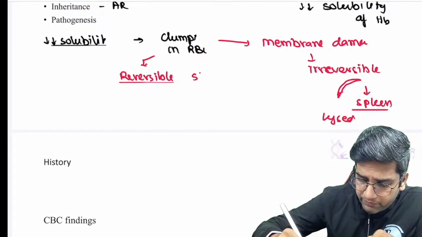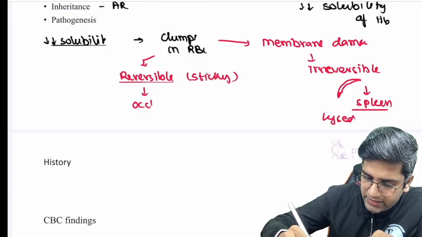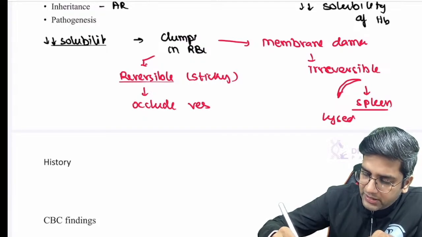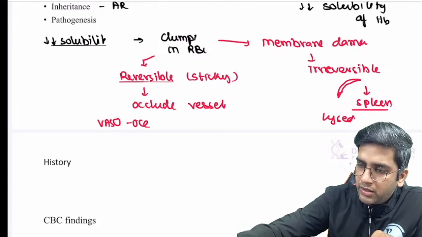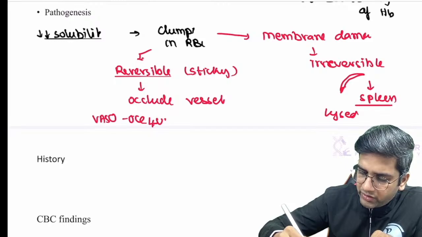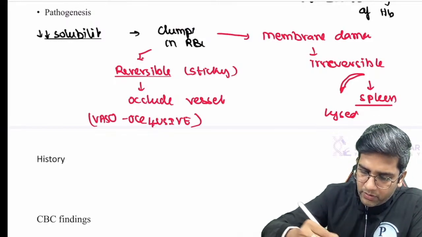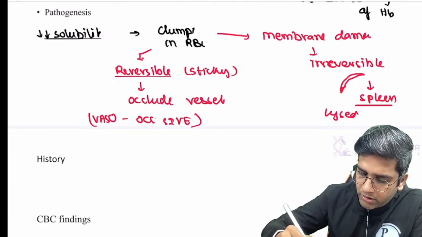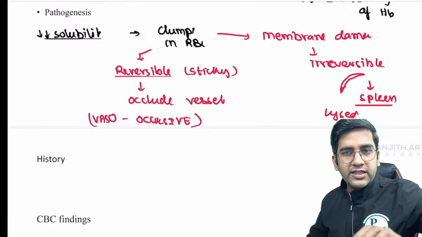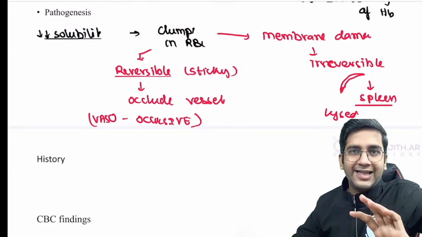These reversible RBCs are sticky. If they are sticky, they're going to occlude vessels. Once they occlude vessels, it can cause your vaso-occlusive crisis. That's what is going to happen in sickle cell anemia. The vaso-occlusive crisis is most diagnostic. It's the one which is going to give most clinical symptoms rather than the anemia per se.